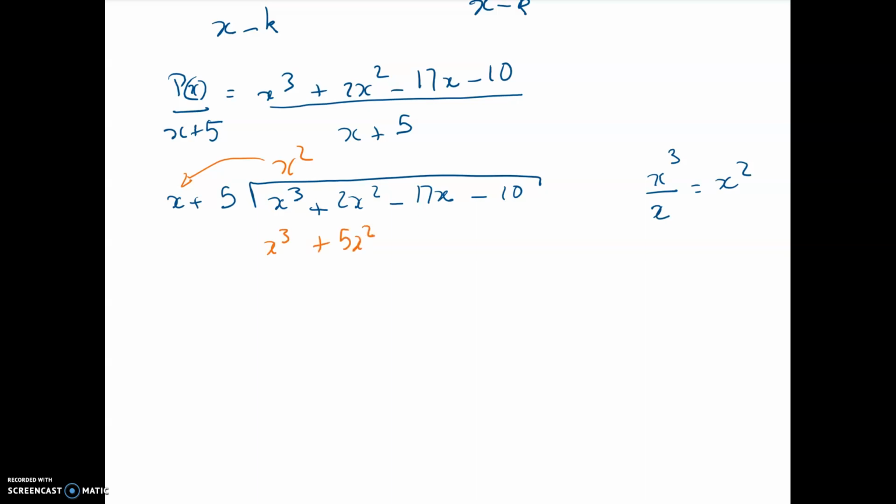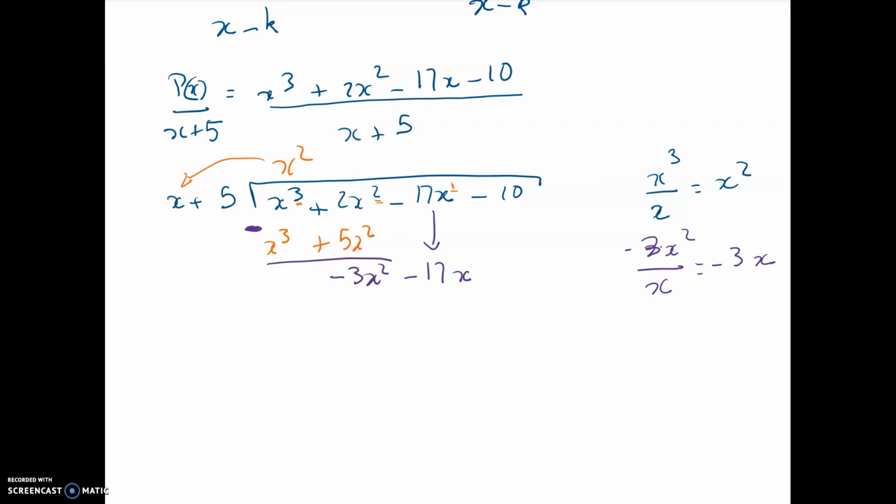You will notice that there is a decreasing exponent: cube, square, 1 (x is x to the 1), and no exponent because there is no x. And so when I do the long division, I must remember I'm always subtracting. And so when I'm subtracting, I end up with minus 3x squared. I bring down negative 17x, and I repeat the same process. The first term of my line, negative 3x squared, divided by the first term of x plus 5, which is x. The answer is going to be negative 3x.